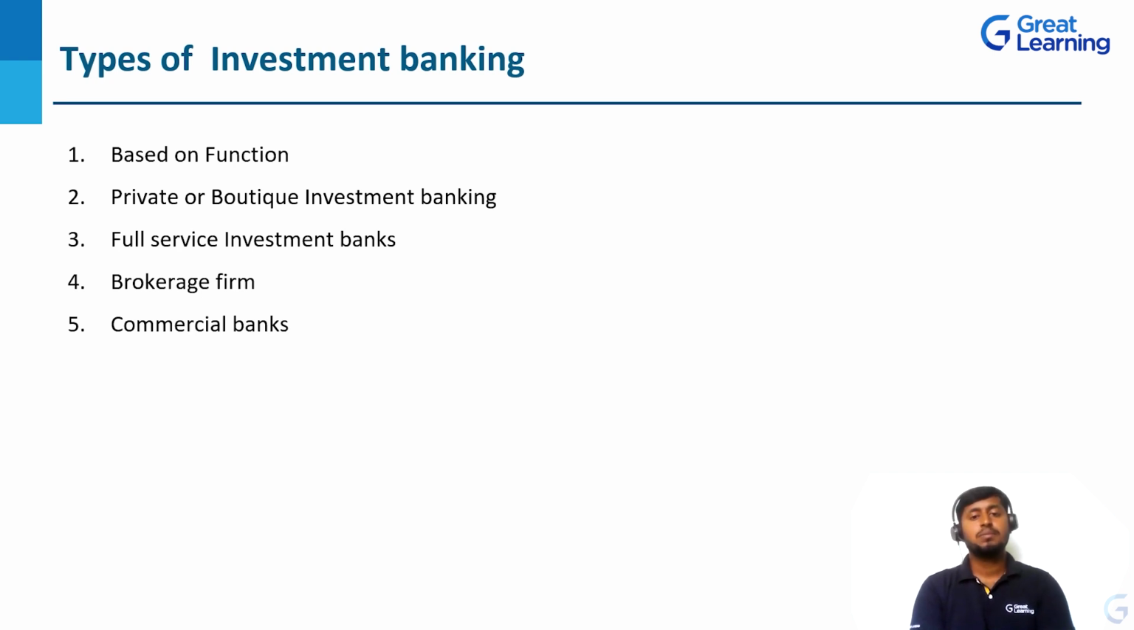First one, based on function. Based on function, we have two categories: one is sell side and another is buy side. Whether it is buy side or sell side, they are going to work accordingly. What do you mean by sell side? Sell side investment banking is when a company, institution, corporation or government is selling its securities, shares or bonds. At that time, the investment banker acts as the sell side, for the seller. On behalf of the organization, all the securities will be sold by the investment bank.